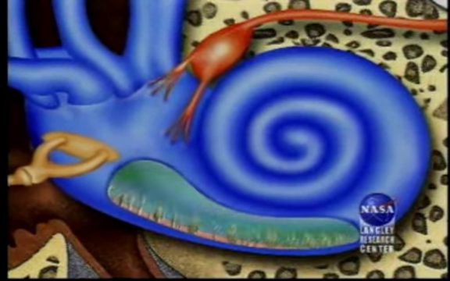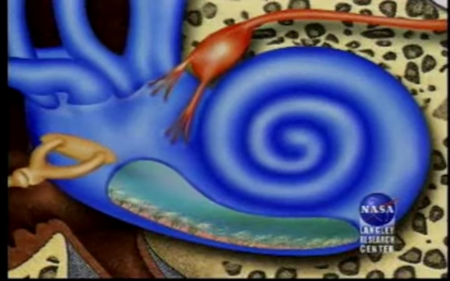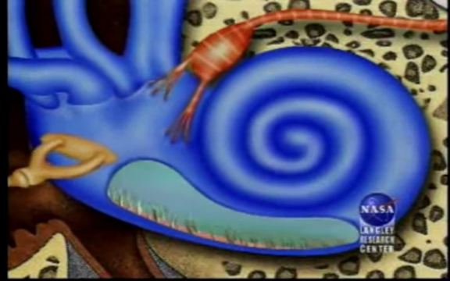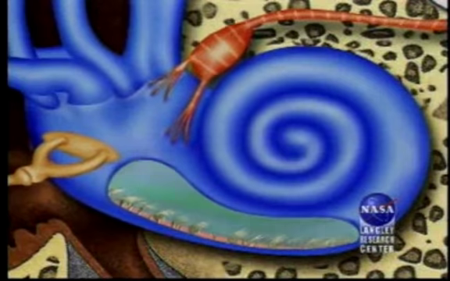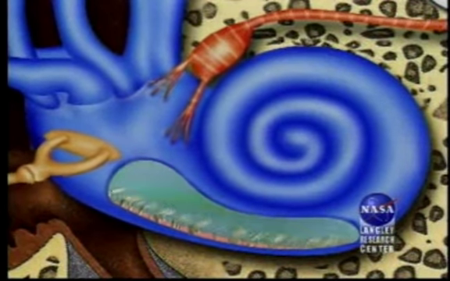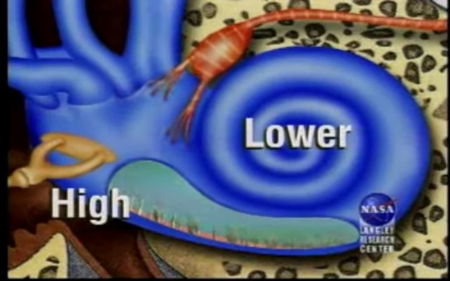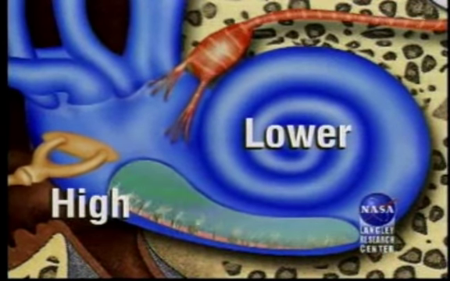The moving fluid tickles thousands of delicate microscopic hair-like cells called cilia. The cilia convert the vibrations into electric nerve impulses, which the brain interprets as sound. High frequencies are heard by the cilia at the beginning of the cochlea. Lower frequencies are heard at the end. If sound intensity is too great, or if it happens for a prolonged period of time, the cells will die at the beginning of the cochlea.